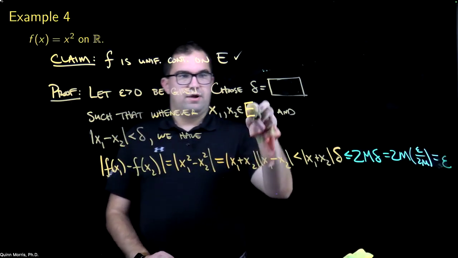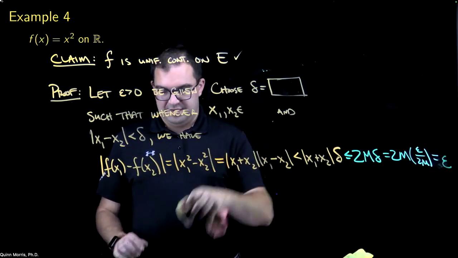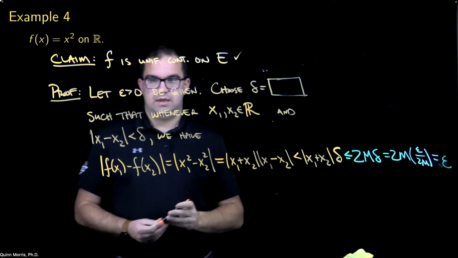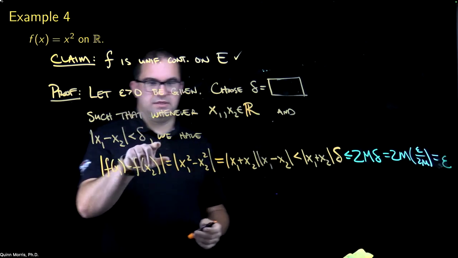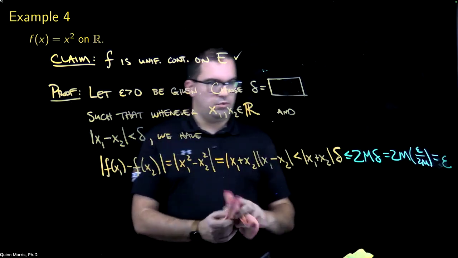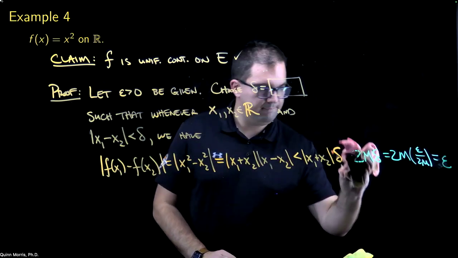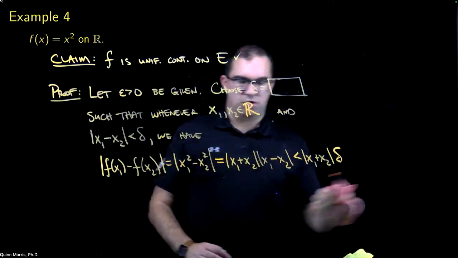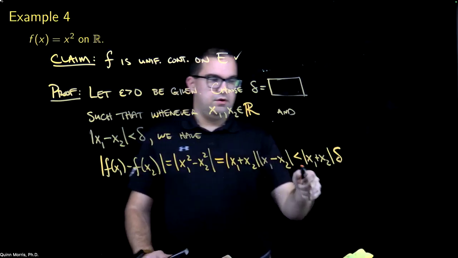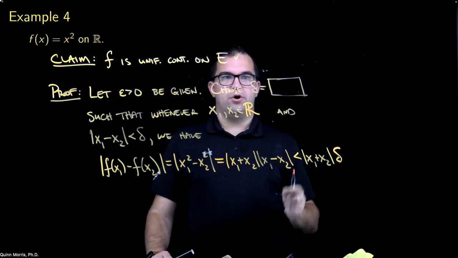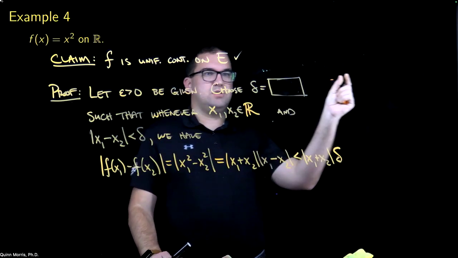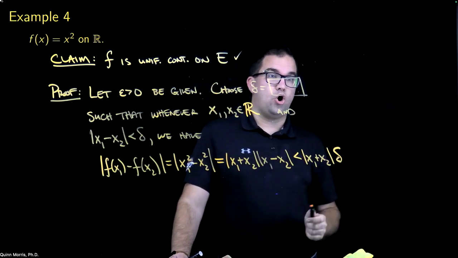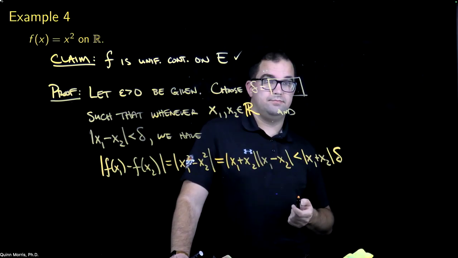Such that whenever x1 and x2, now all I can say is that they're in R, and |x1 - x2| is less than delta. All this will work again until we get here. And now this is where we really start to see the problem. If x1 and x2 are just in R, even if they're really close together, I can keep pushing them further and further out. So I can make this quantity arbitrarily large.